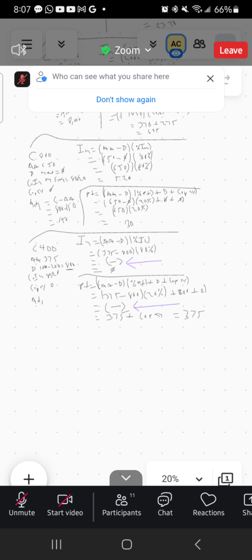Let's see if that affects at all our adjustment, charges minus allowed amount. And it does not. 400 minus 375 equals 25.